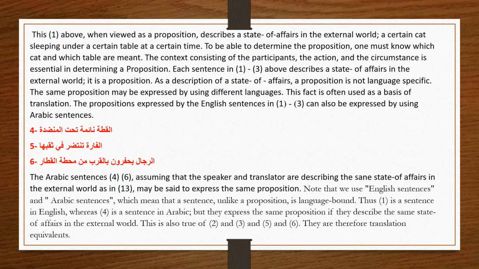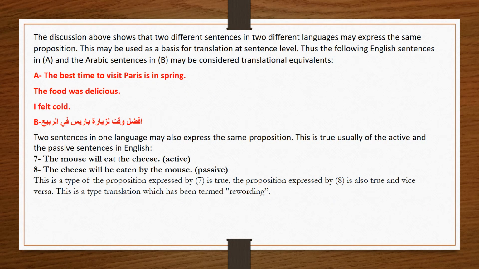Note that we use English sentences and Arabic sentences, which means that a sentence, unlike a proposition, is language bound. Thus, 1 is a sentence in English, whereas 4 is a sentence in Arabic, but they express the same proposition if they describe the same state of affairs in the external world. This is also true of 2 and 5, and 3 and 6. They are therefore translation equivalents. The discussion above shows that two different sentences in different languages may express the same proposition. This may be used as a basis of translation at the sentence level.